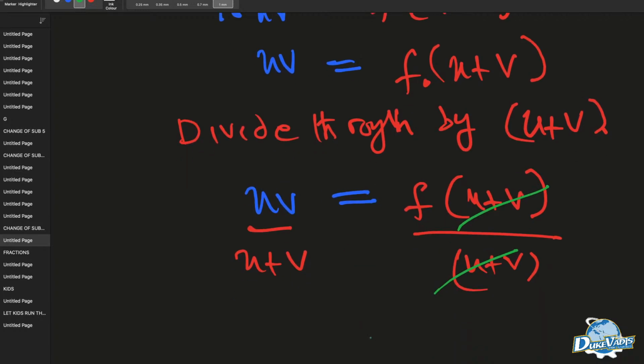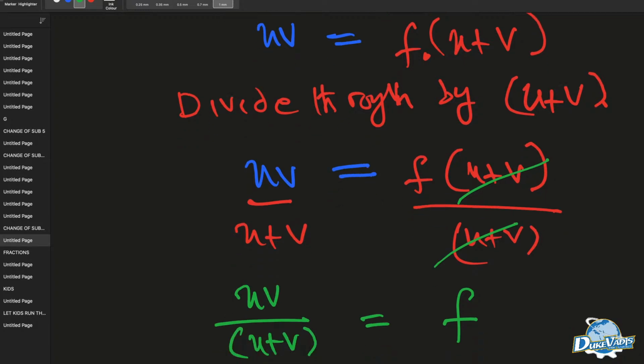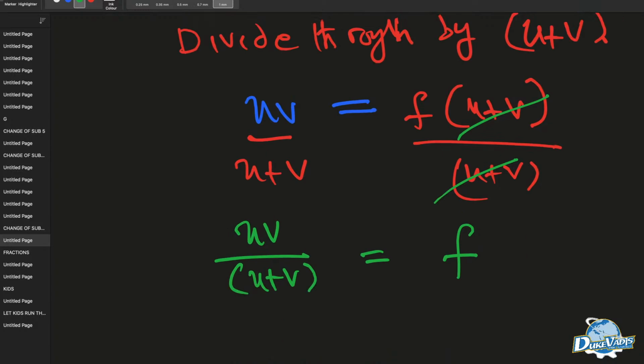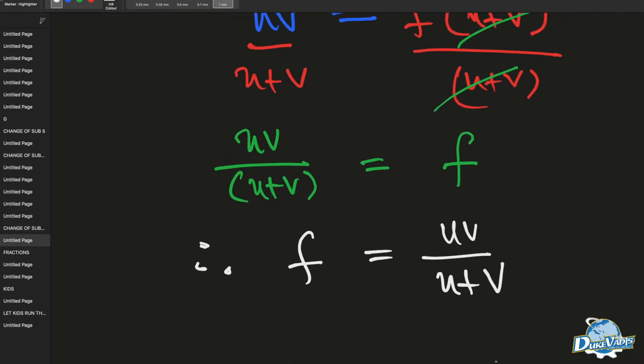So our equation here will be left with f, and this will be uv over bracket u plus v. So meaning we have made f the subject of the formula. As you can see, so easy. So we say therefore f is equal to uv over u plus v. So we are able to make f the subject.